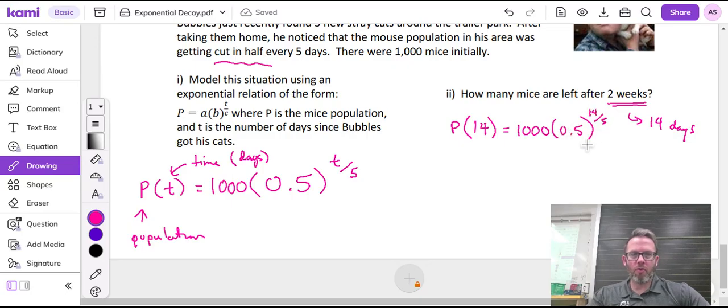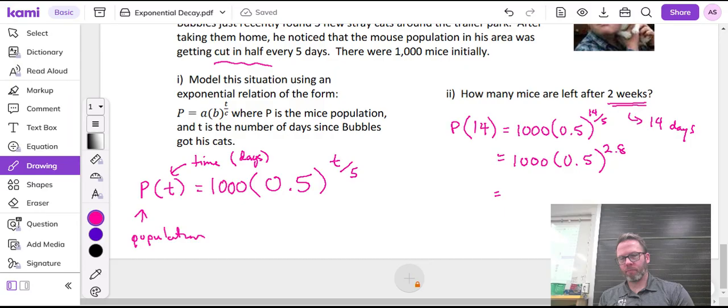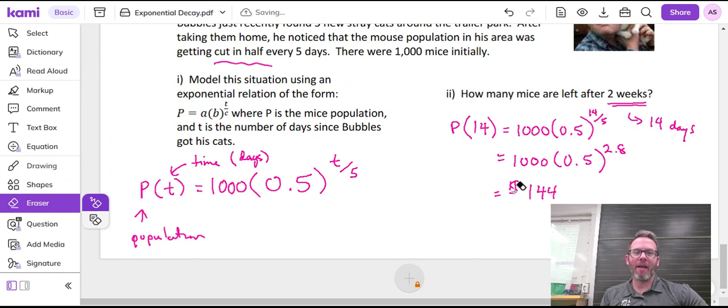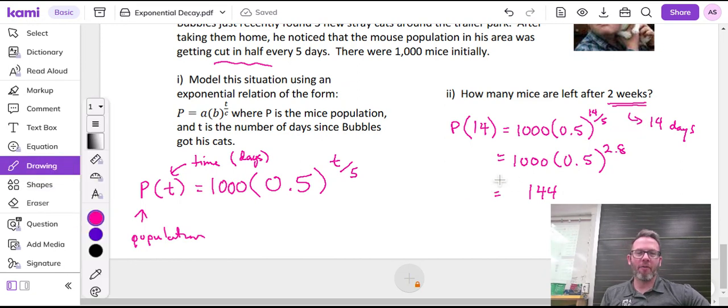Just do the exponent first. That is my advice to you. I'm not your dad, though. Do what you want, if you're good with brackets. But that would be 2.8. And I'll round to the nearest mouse, even though half of a mouse might make sense, since the cats are kind of killing them. Why did I put dollars? It's not dollars. It's mice. About 144 mice.